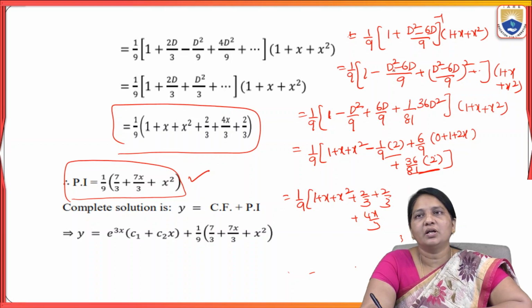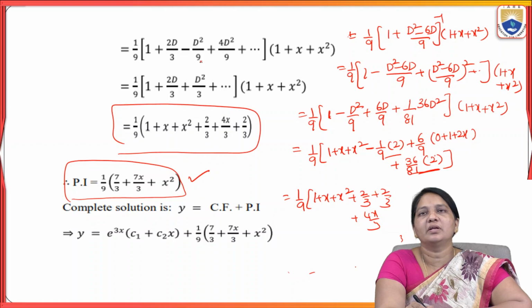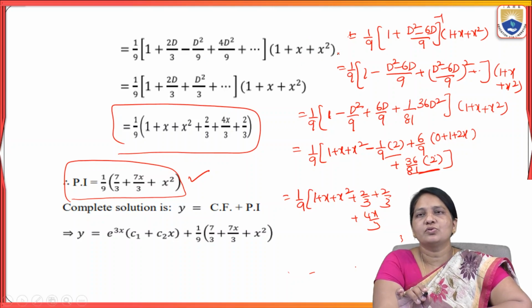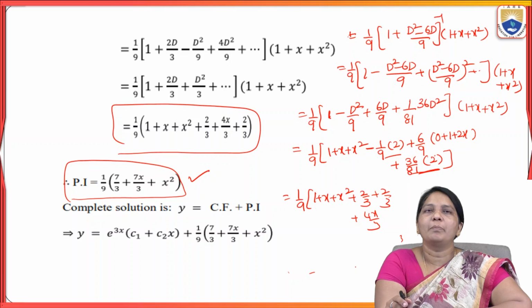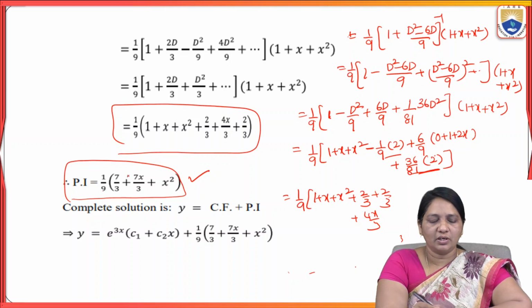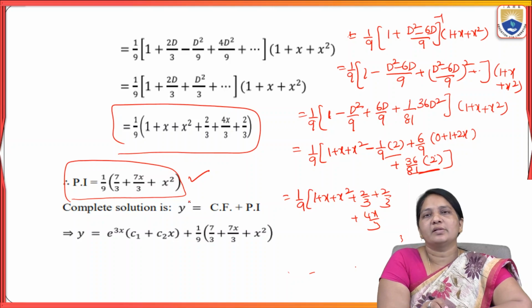Here directly you can take D square minus 6D by 9 as a D, otherwise we can separate the terms and apply them on 1 plus x square. If you are feeling it is easy, you can take that, but when you are applying the operator, you have to take care. So finally our particular integral is 1 by 9 into 7 by 3 plus 7x by 3 plus x square. So our PI also is completed.